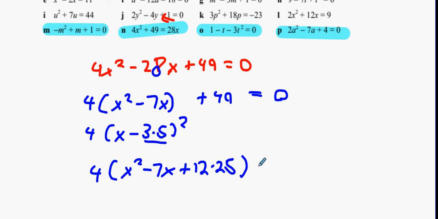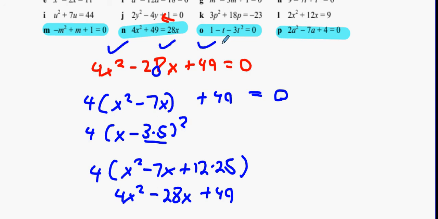And the answer, and that's plus 49, isn't it? Now here's the catch. Actually, wait, no 49 yet. Multiply it back out. What happens? 4x squared, minus. And then what's 4 times 12.25? Oh, it actually works. It works perfect, doesn't it?